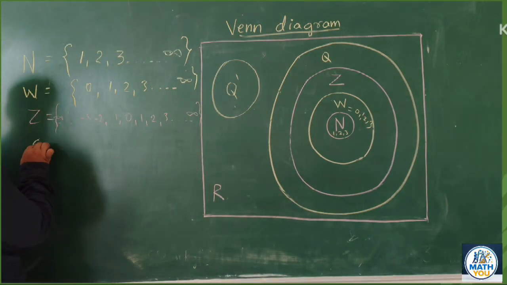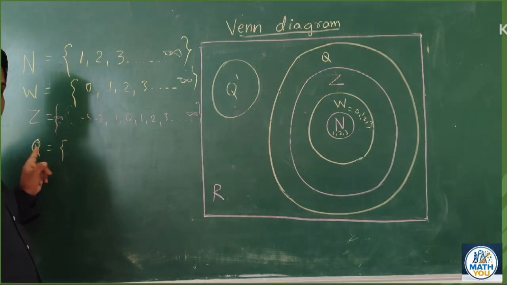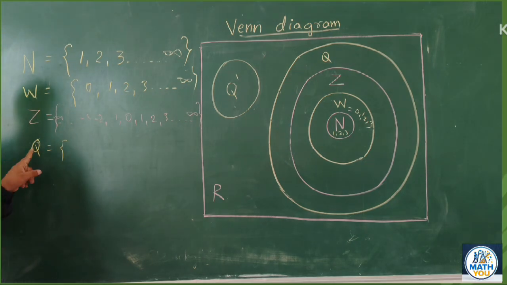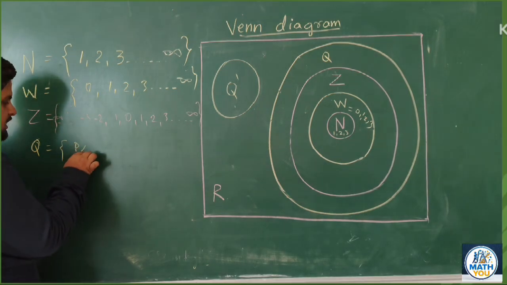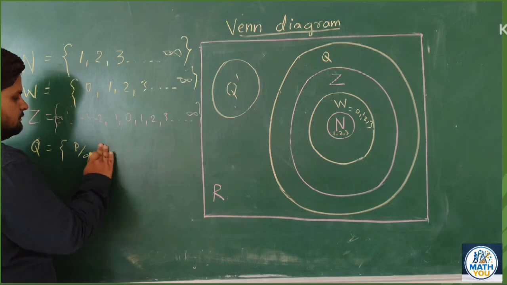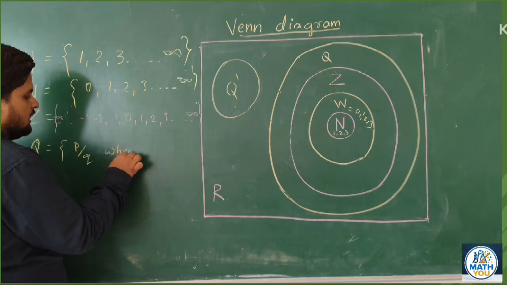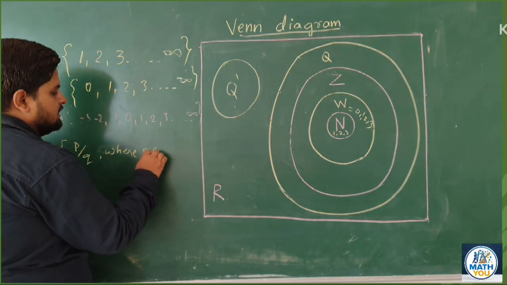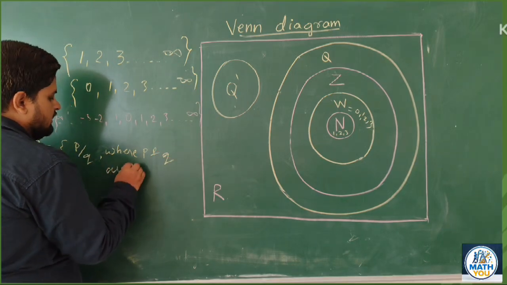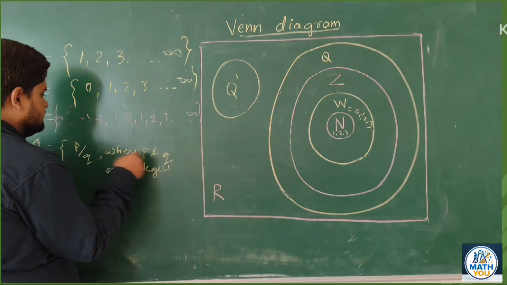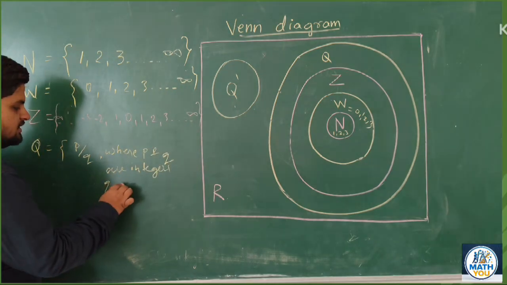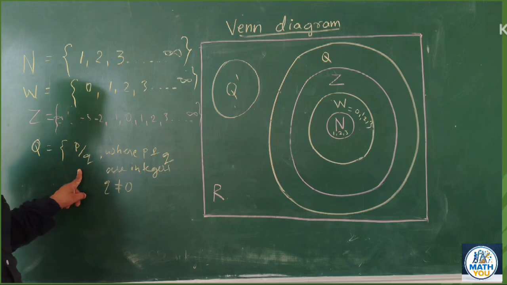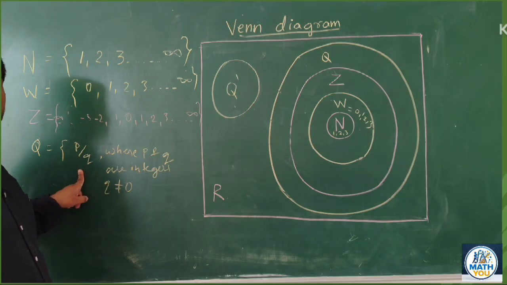Then comes the set of rational numbers, denoted by the letter Q. These are numbers written in the form p by q, where p and q are integers, in the sense these numbers: 0, 1, 2, 3, -1, -2, -3. But q is not equal to 0, because the denominator cannot be 0. If the denominator is 0, division is not possible, it is undefined.